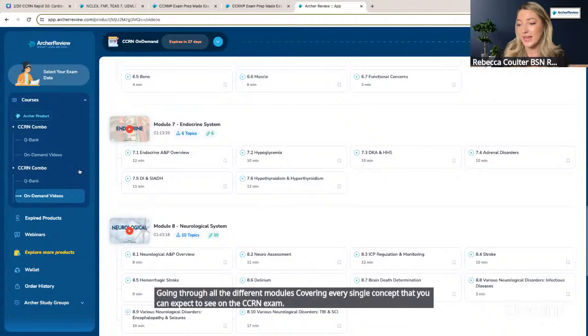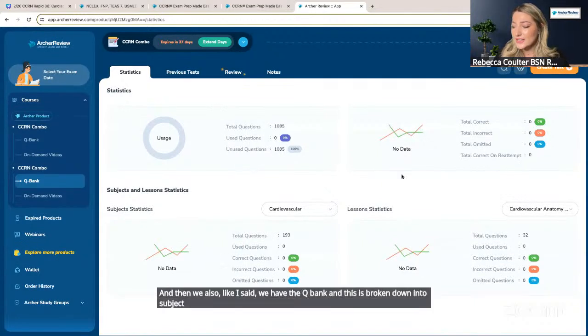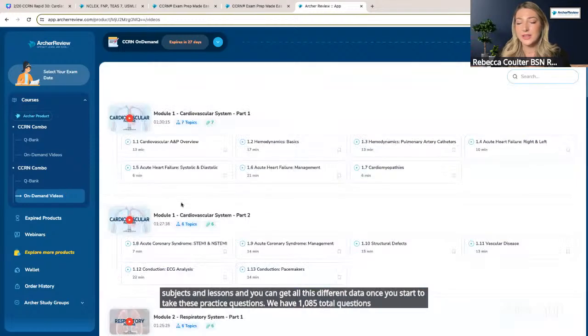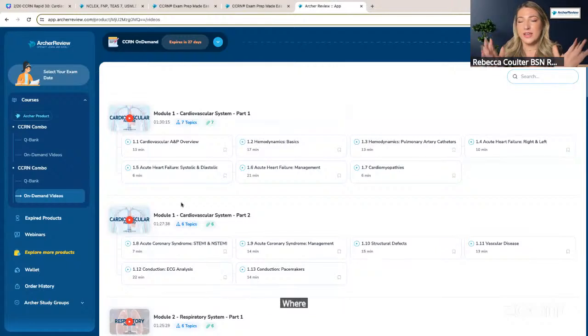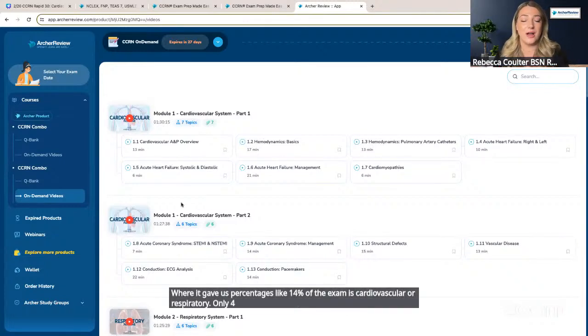And then we also, like I said, we have the Q Bank, and this is broken down into subjects and lessons, and you can get all this different data once you start to take these practice questions. We have 1,085 total questions for you, and they line up really well with the CCRN test plan, where it gave us percentages, like 14% of the exam is cardiovascular or respiratory. Only 4% is neurological. So that's all taken into consideration with that Q Bank.